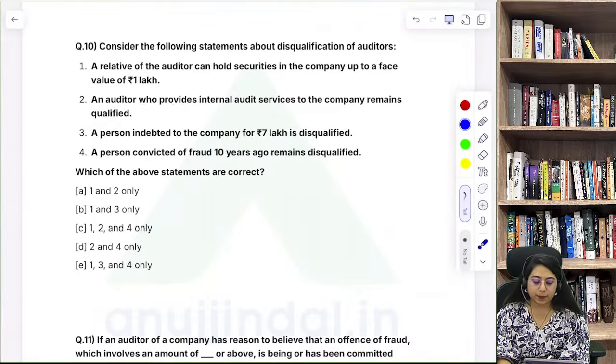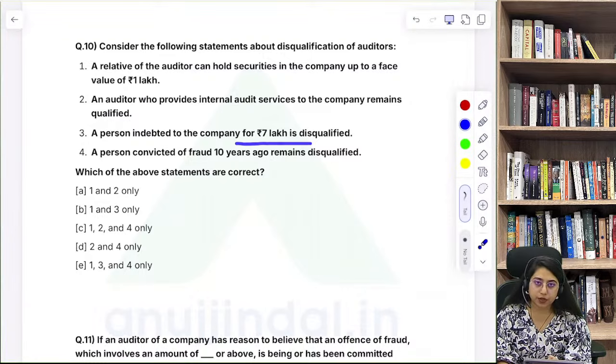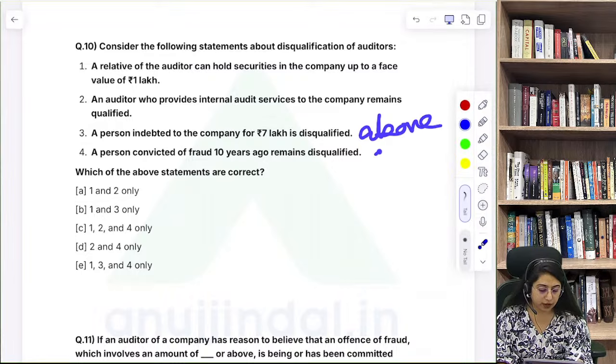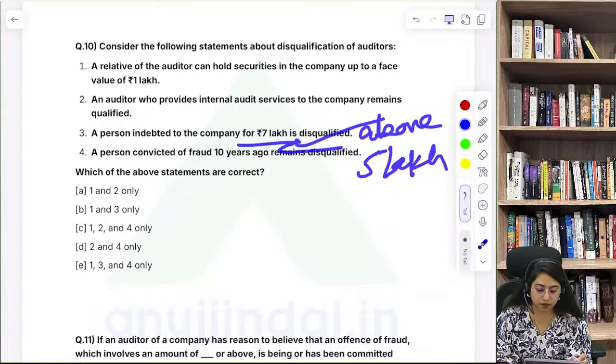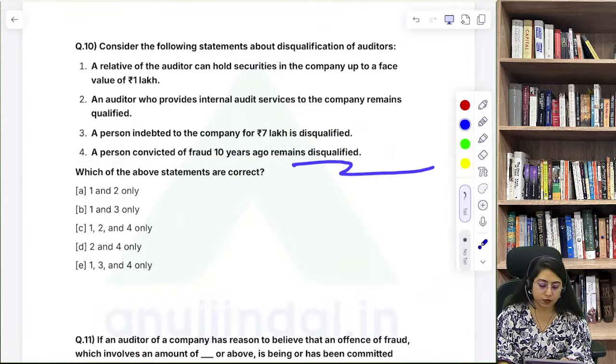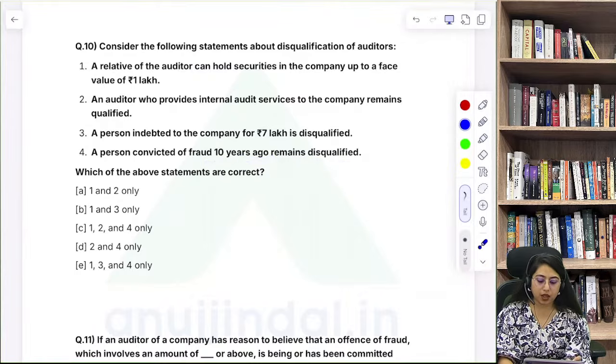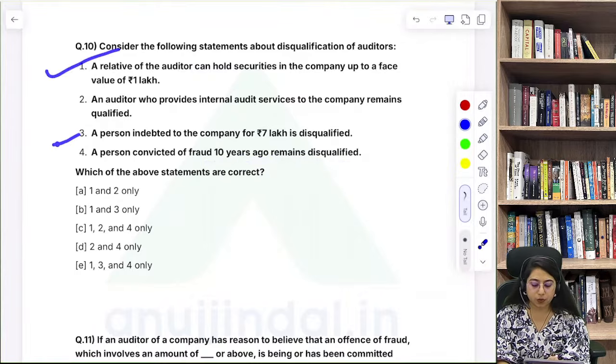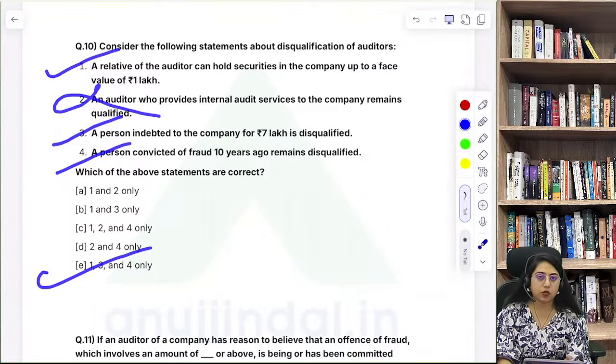A person indebted to a company for 7 lakh is disqualified. The limit is above 5 lakh. So since 7 lakh is mentioned, this is disqualified. A person convicted of fraud 10 years ago remains disqualified. So 10 years is the direct limit. Therefore, the right answer becomes option number E, and this is the wrong statement.